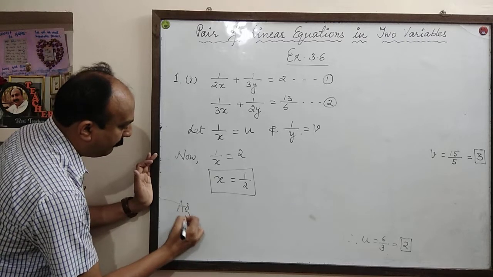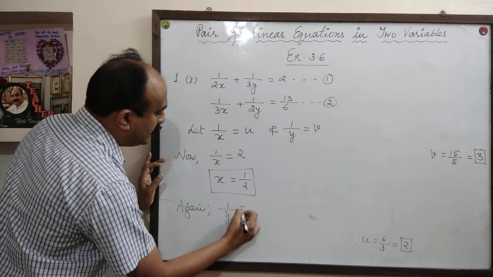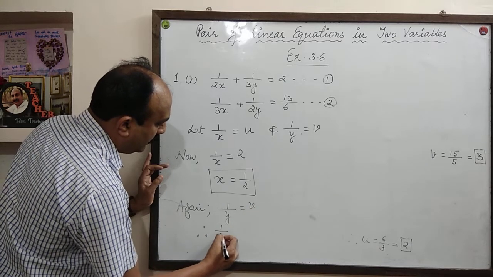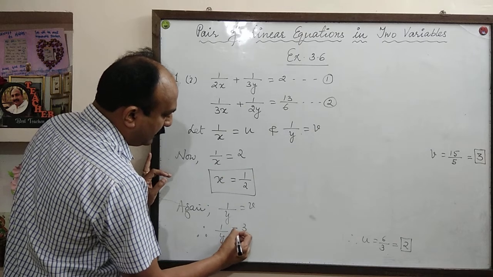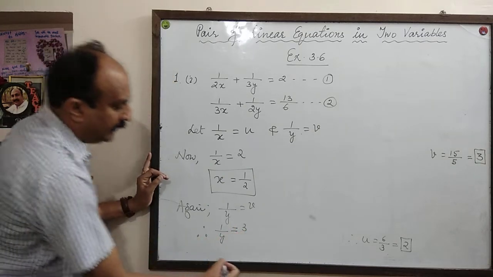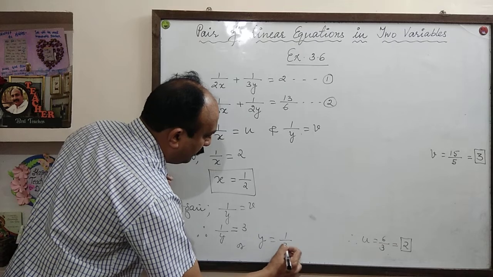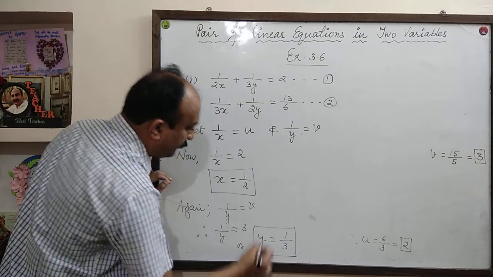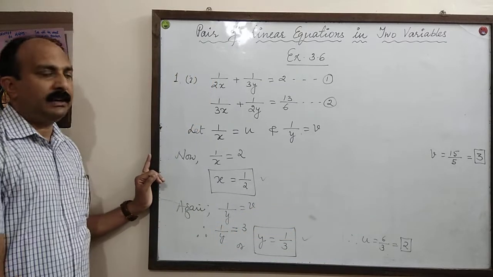Again, 1 upon y is equal to v. Therefore 1 upon y is equal to the value of v, which is 3. 1 upon y is equal to 3, or y is equal to 1 upon 3. So finally we got the values of x and y.